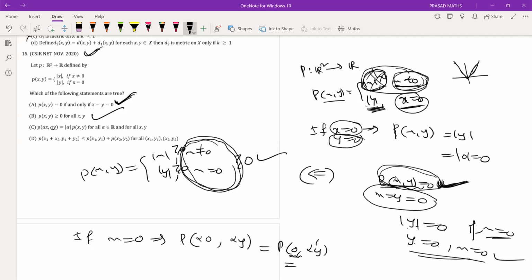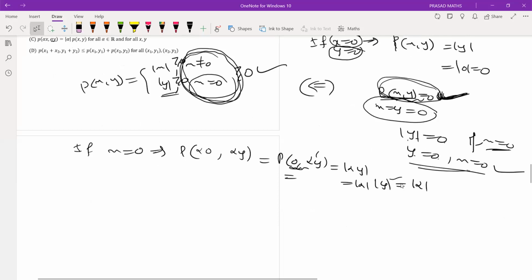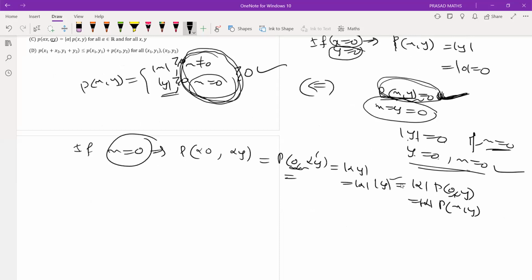Whenever x is 0, what is your option? Mod y, meaning mod alpha y. That means mod alpha and mod z1, z2 is equal to mod z1 into mod z2, right? So mod y can be written as p of 0 comma y. So in the case x equals 0, this condition holds. You have shown that this is 0.